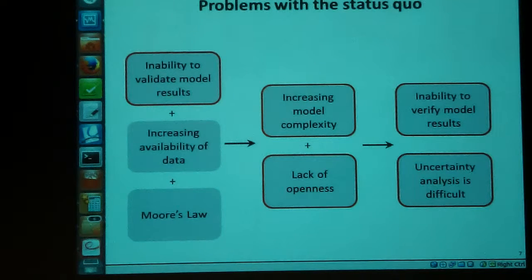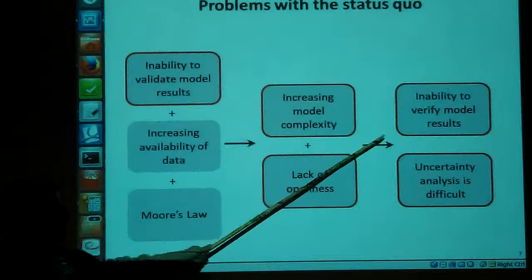Increasing model complexity coupled with the fact that many of these models are not open leads to two very detrimental effects, in my opinion. One is the inability to verify model results. So if I publish a paper with a set of results that might have some pretty strong implications for policy, do you just trust my results? There's really no way to replicate the results. And again, I'll get into more of that, unless we make everything available.